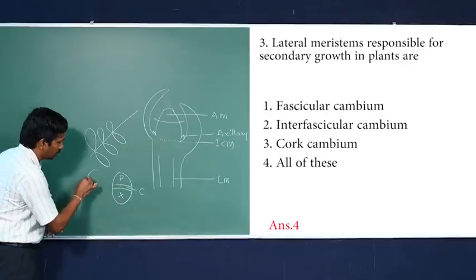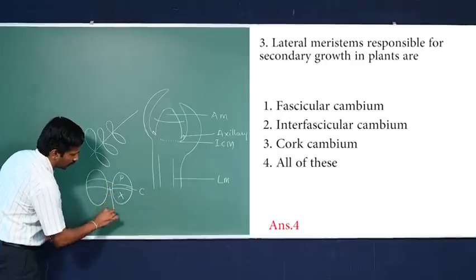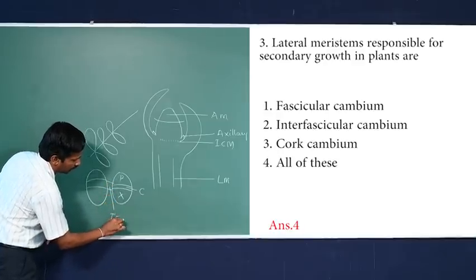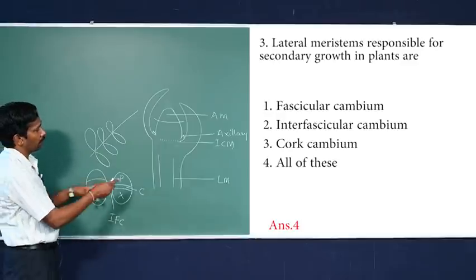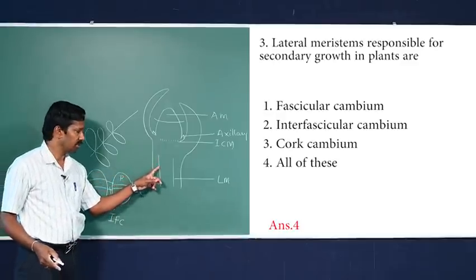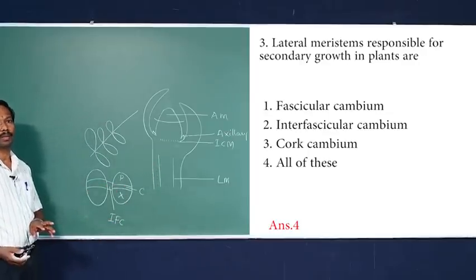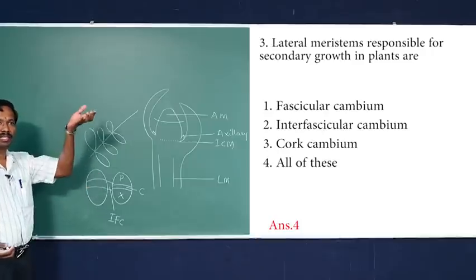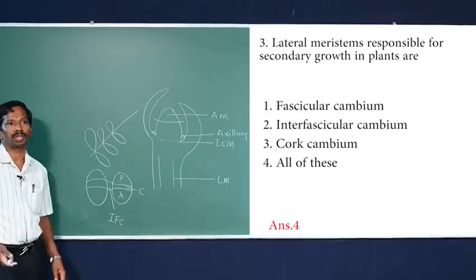Interfascicular cambium is the cambium produced in between two vascular bundles during secondary growth, and cork cambium is produced in the extrastelar region during secondary growth. All three constitute the lateral meristem responsible for increasing the girth of the plant body. Hence the answer is 4 for question number 3.